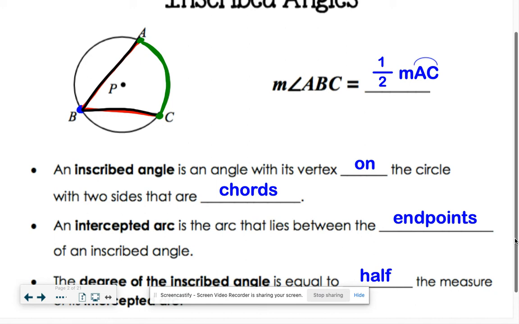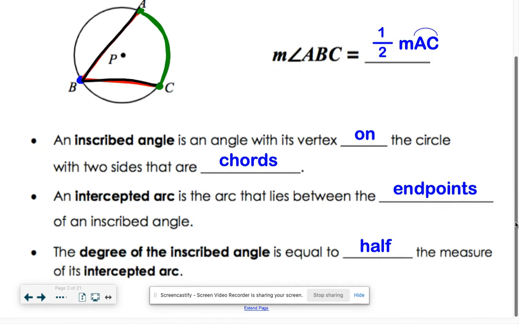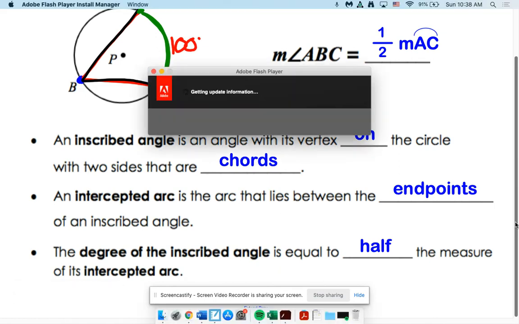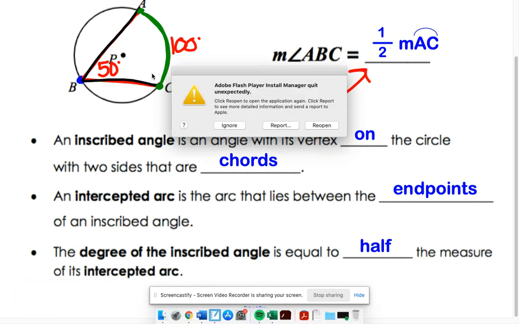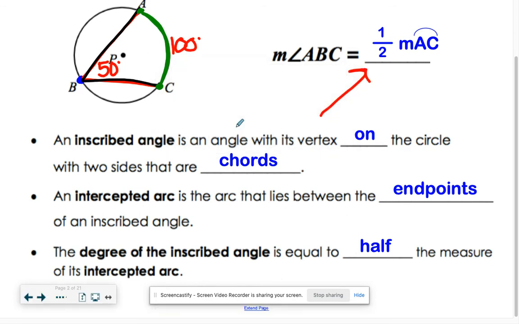Now, probably the most important piece of this whole chunk of information is that the degree of the inscribed angle is equal to half the measure of its intercepted arc. So let's pretend, folks, that this arc was 100 degrees. I know that angle B over here would be half that amount. Always. So half of 100 is 50. Make sure you get this down for me: measure angle ABC is half the measure of arc AC.